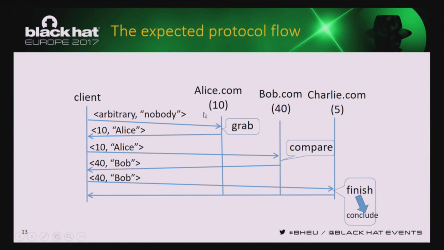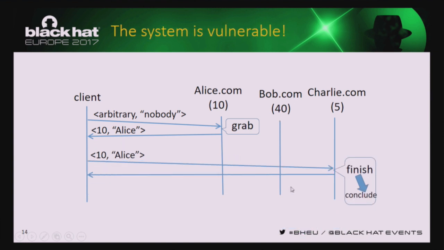Now, perhaps you expected this kind of execution. First, the client will call grab to get Alice's value, and then call compare to compare Alice's value with Bob's value, and then eventually call finish to get the greatest integer of the three. In this case, if this is the execution, indeed we get 40 Bob, which is correct because 40 is the greatest integer here. But the system is actually vulnerable because the client can call grab and directly call finish. In this case, the result will be 10 Alice, which is incorrect.